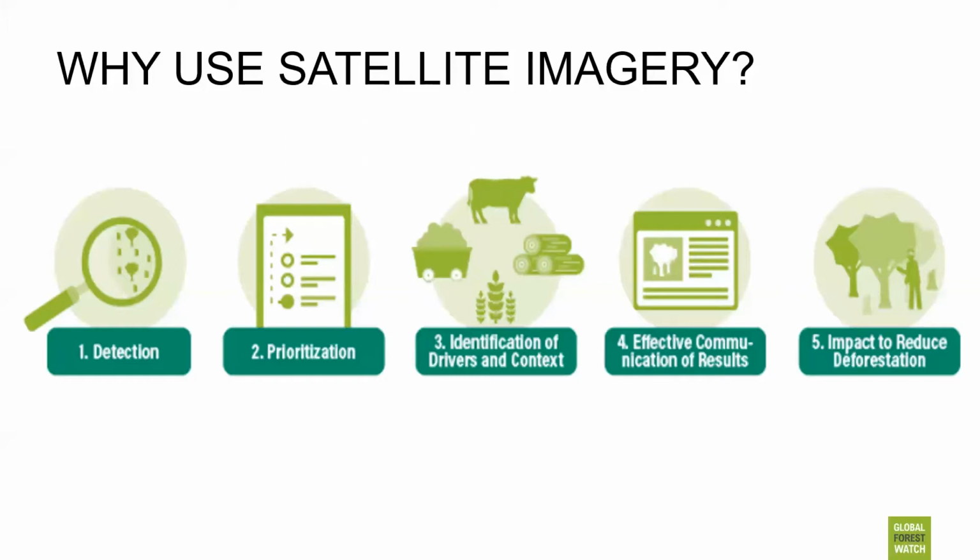Satellite imagery is an important tool to help with steps 2 through 4 in this workflow: prioritizing alerts, investigating the drivers of deforestation that are triggering the alerts, and communicating the findings to others.